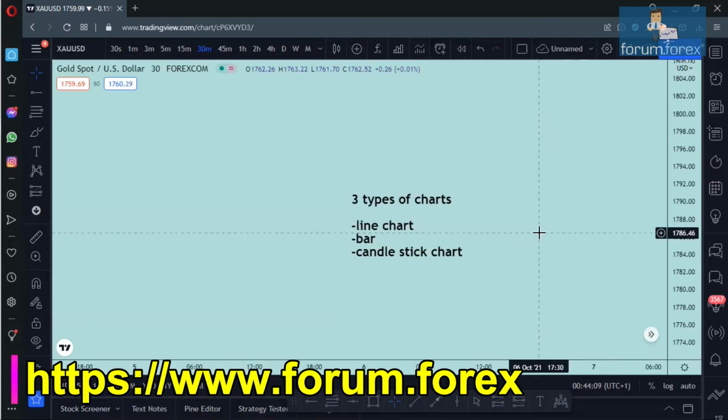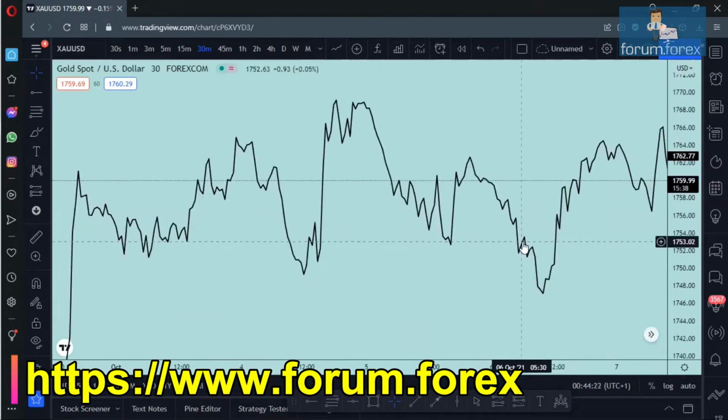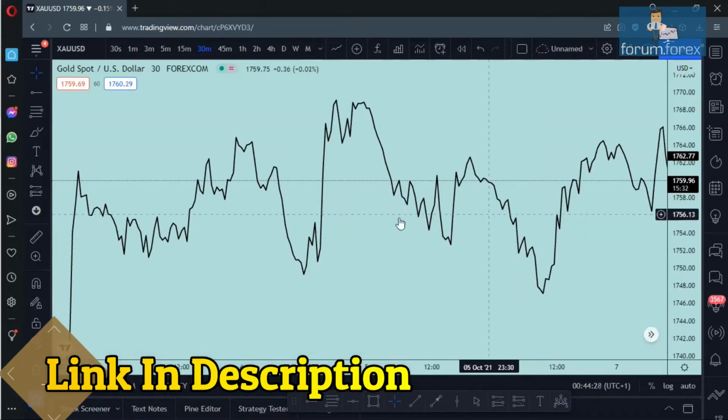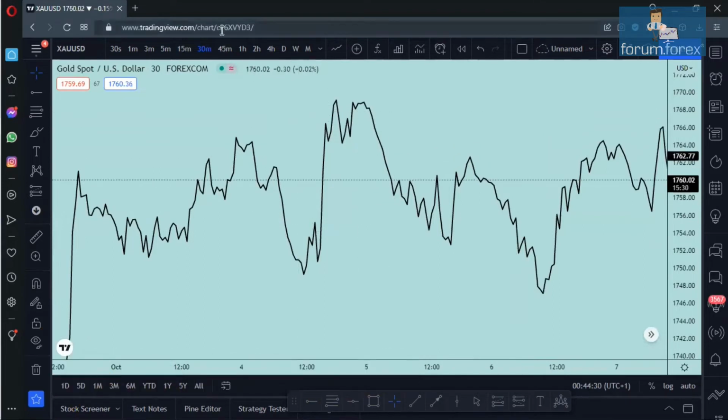Starting with the line chart, this is what the line chart looks like. Just in case you're a new trader and you don't know the software I'm currently using, this is TradingView, and you can sign up for free on their website and use their software for free. It's a very wonderful software that I recommend for every trader.